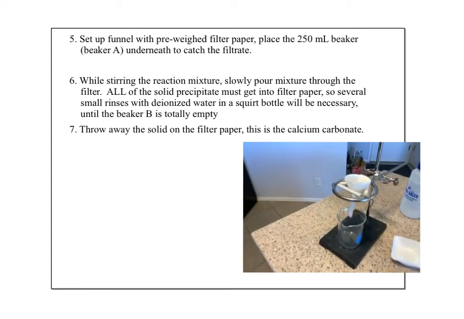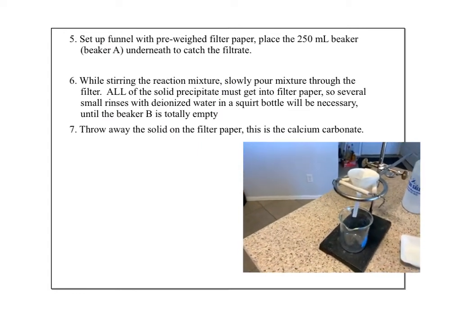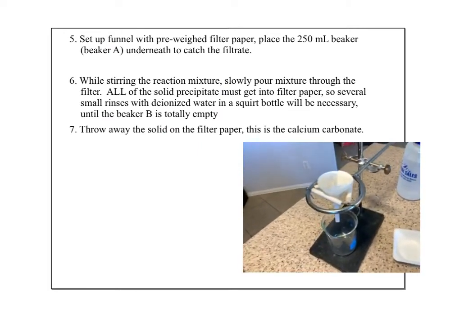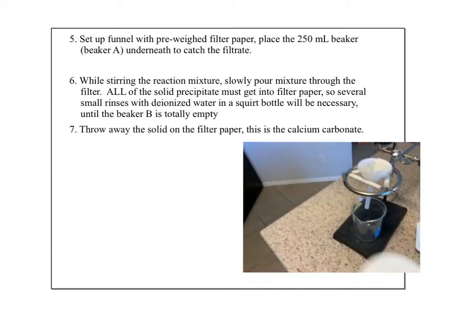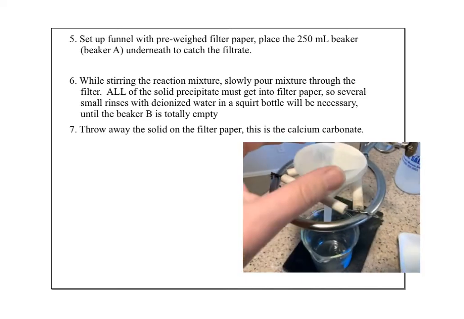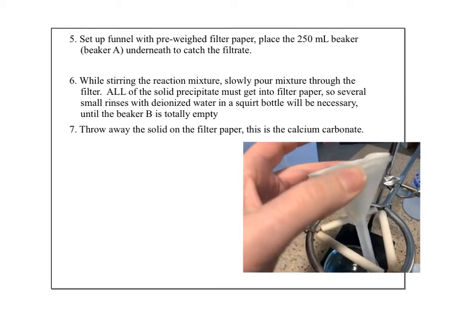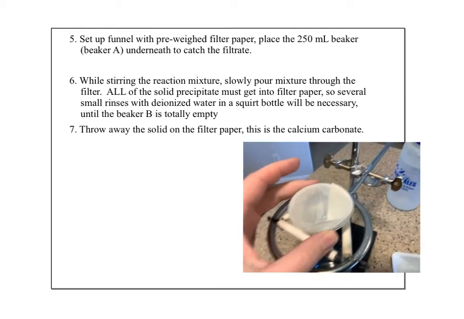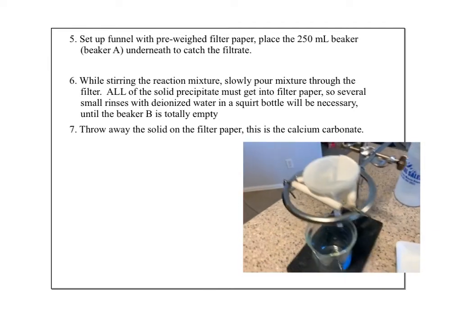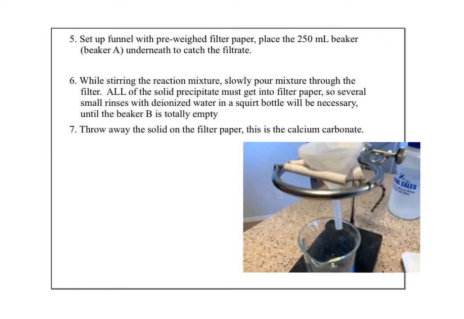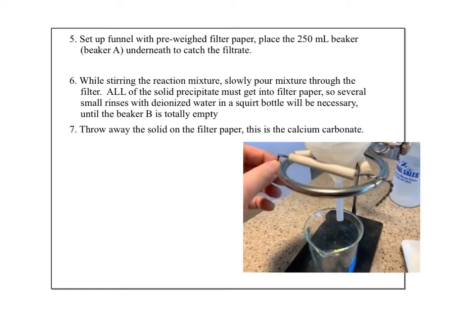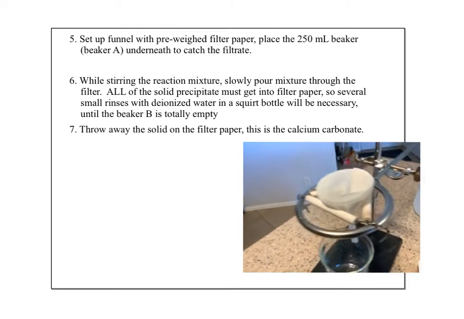All right, this step says set up a funnel with pre-weighed filter paper. I'll talk about that in a sec because I actually didn't weigh mine. So this is filter paper. What I did is I fold it so it looks like a funnel, and then I actually put it in the funnel. So that way no solids can get through, but water can drip through. And then I have a clay triangle. That's this guy holding the filter. That's honestly just because it holds our funnels real nice.